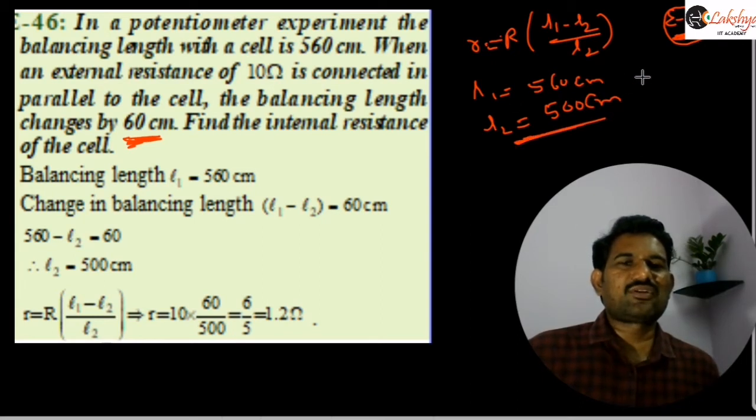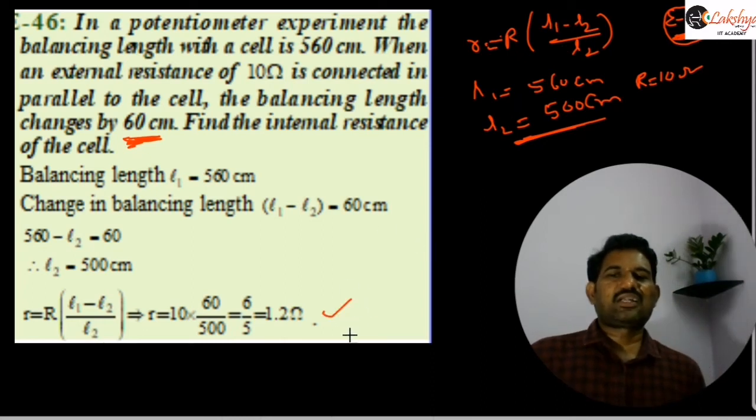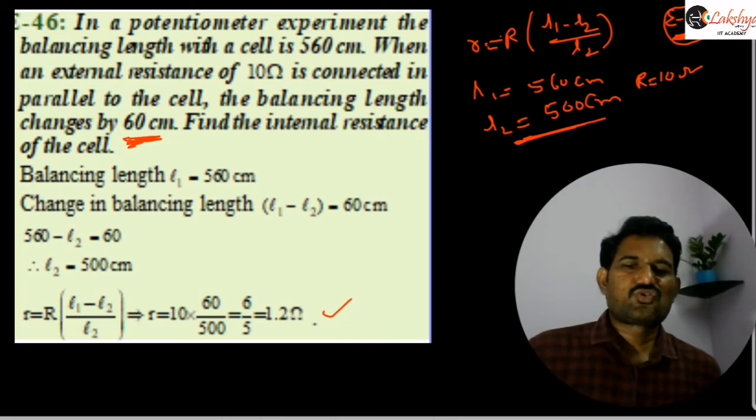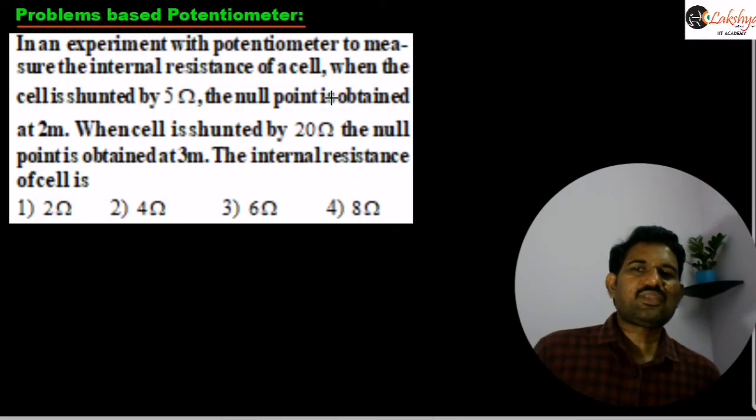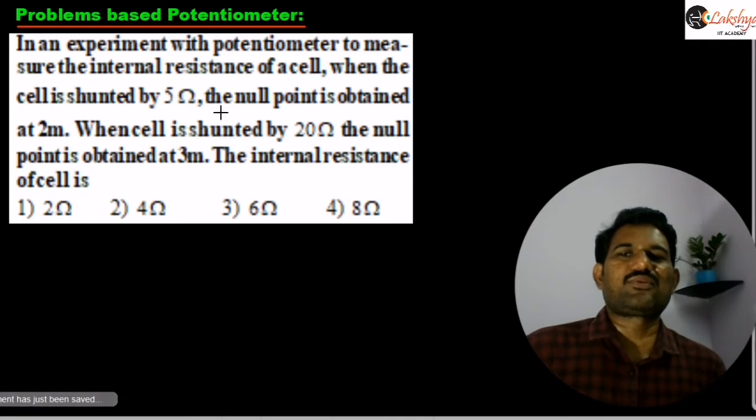Then you can substitute these values in this equation. R is equal to 10 ohms is given. After substituting those values, you will get the internal resistance as 1.2 ohms, right? Now let us see another problem based on that.